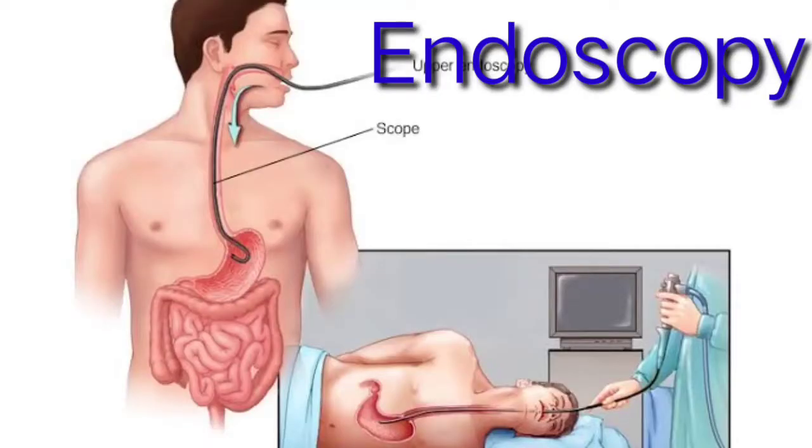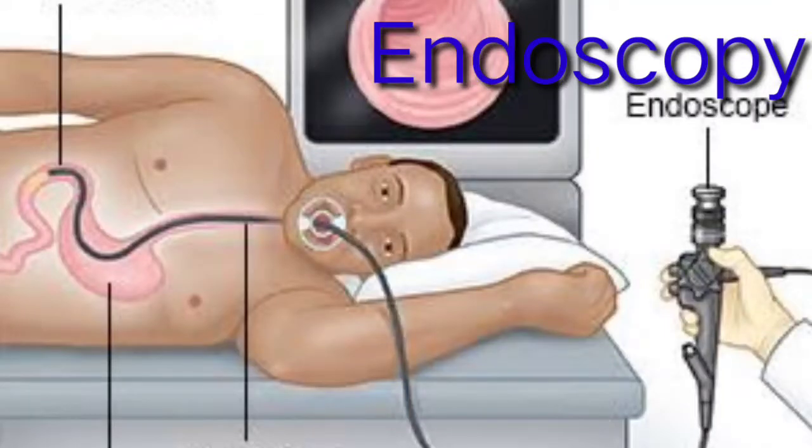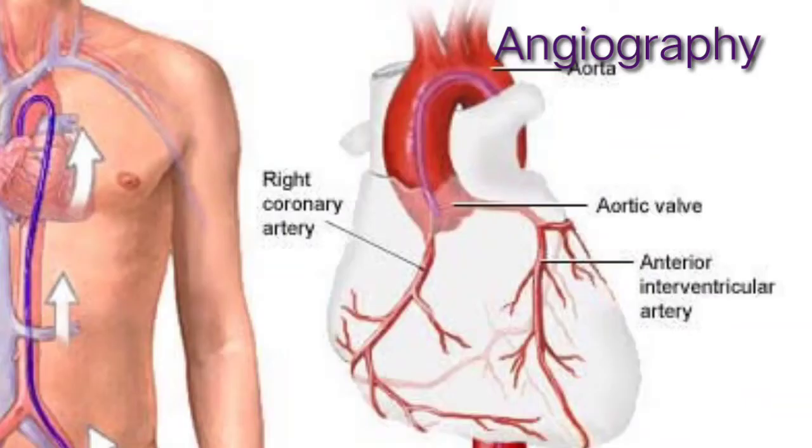Now endoscopy. In this technique, an optical instrument called an endoscope is introduced into the body in order to view the interior of the organs to diagnose any abnormality. Now angiography. Radiography of blood which is carried out after introduction of a liquid dye in the blood. This technique is commonly used to check the condition of blood vessels.